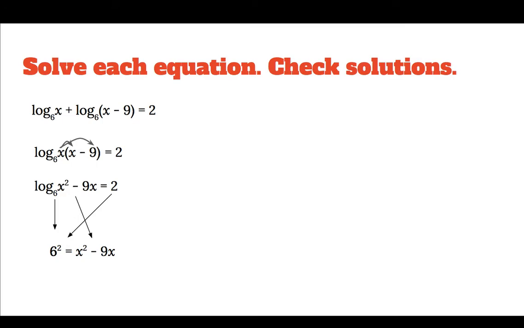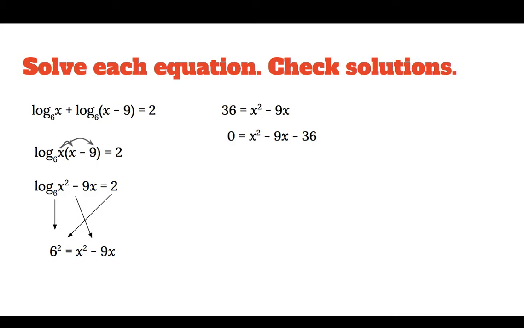So here's what it is, convert it back into an exponential form. 6 squared equals x squared minus 9x. Do some simplification. 6 squared is 36. And we have a quadratic here, so whenever we solve quadratics, we've always got to get it equal to 0. So I'm going to subtract 36 back over to the other side.